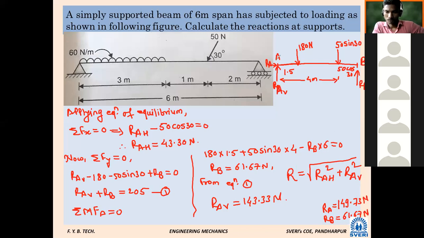Rohan 72. Have you got the answer? Sir, I made a small mistake. Where have you committed the mistake? Just check which value you got wrong. RB, sir. Just check the calculation in your calculator. First check the equation. Then how do I get 1.5? It is half of 3 meter.